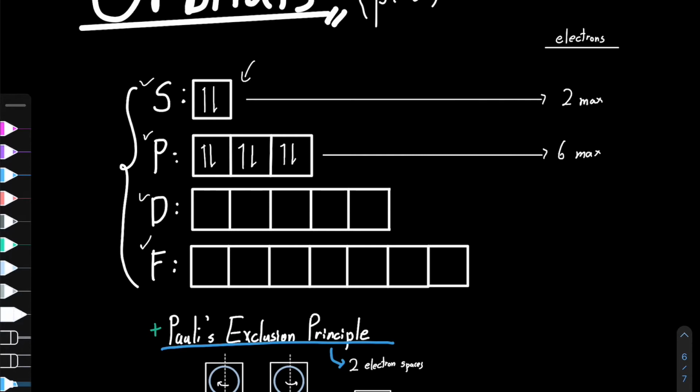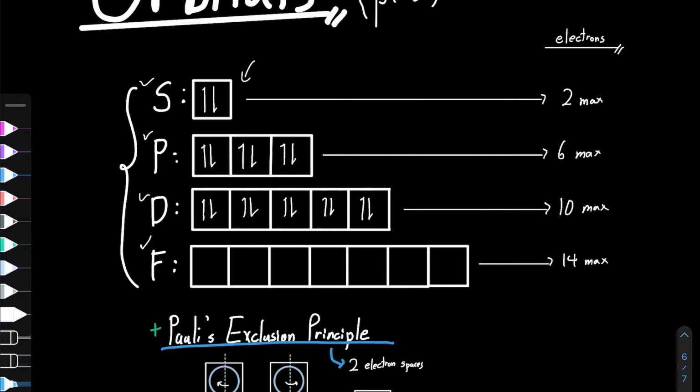Now for D, this will be the same. There will be 1, 2, 3, 4, 5, 6, 7, 8, 9, 10. And there will be 10 max spaces that electrons can fit in. The last would be 14, since there are 7 boxes and 7 times 2 is 14. So we've memorized that S, P, D, and F, these orbitals, have 1, 3, 5, 7 spaces each. So in order to get the max number of electrons these orbitals can fit in, we just need to multiply the designated spaces by 2 in order to get the max number of electrons.